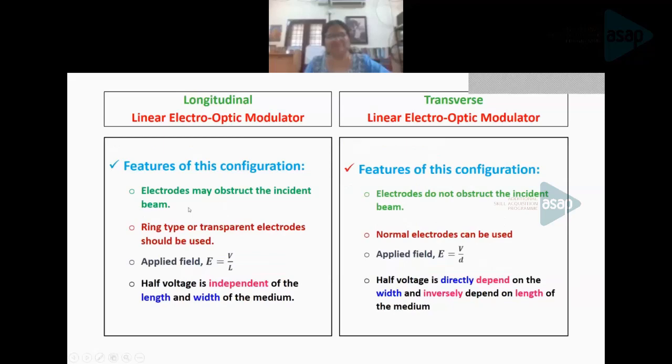Now, we have seen that the half-wave voltage is independent of the length and width of the medium in the longitudinal case, whereas in the transverse case, the half-wave voltage is directly dependent on the width and inversely dependent on the length of the medium. The phase difference for the longitudinal case is this, and the induced retardation for the transverse case is this.